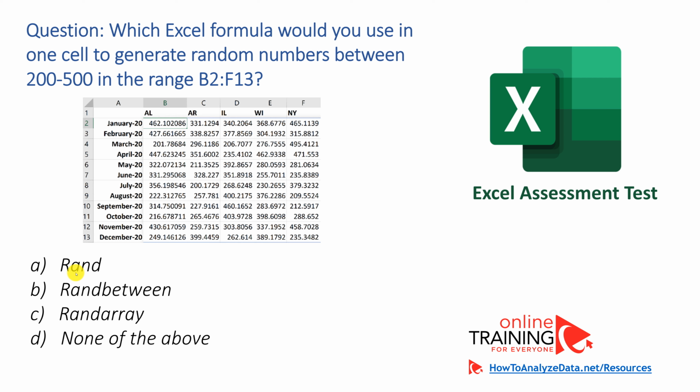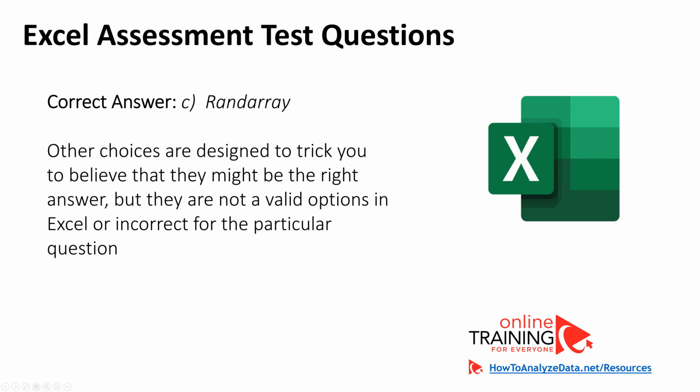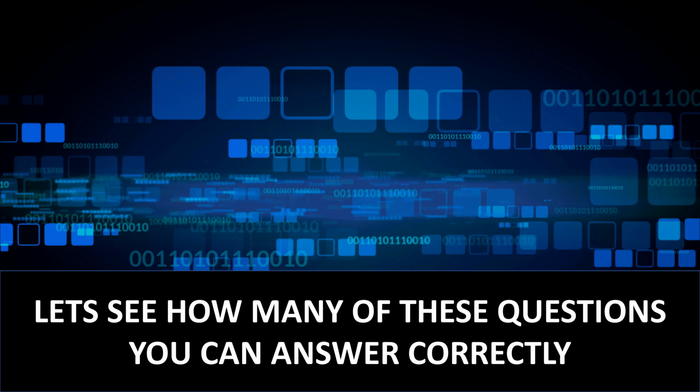You probably can consider other functions like rand or rand between as valid choices to answer this question, if there wouldn't be a statement here to use in one cell. Because rand array really expands, you put it in one cell and then it expands into the other cells to populate all the required values. So the correct choice here is rand array, and all other choices are designed to trick you. So how many of these questions did you get right?